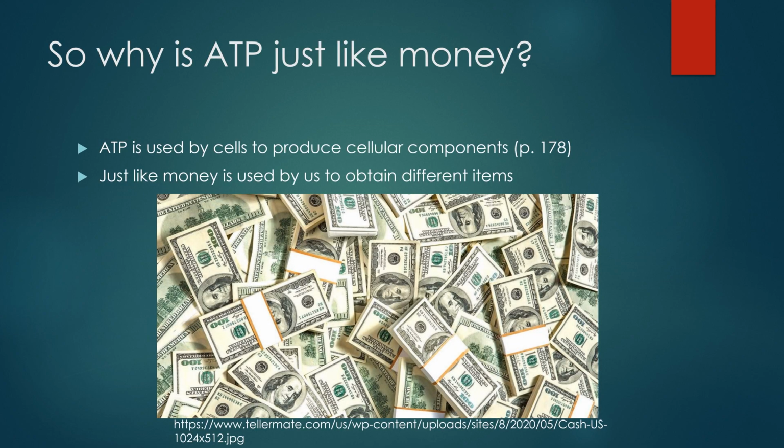And this means that it's just like money, it's just like currency that we use. So ATP will be used by cells to produce cellular components. Similarly, like with us, it's like us using money to buy things to obtain different items.